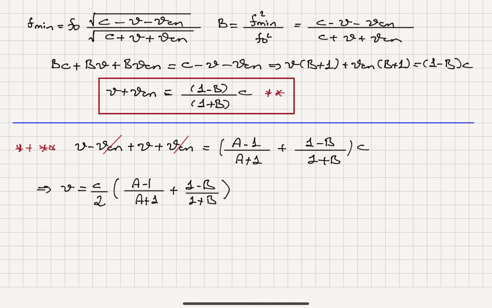where A is f max squared over f0 squared, and B is f min squared over f0 squared.